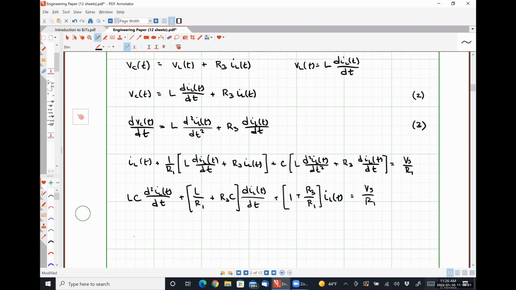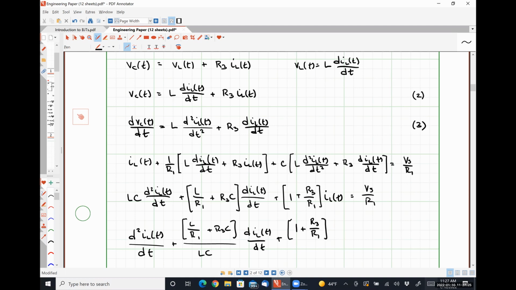So that would give us the second derivative of IL by dt plus, and we can be lazy here, L over R1 plus R3 over C, all divided by LC times the first derivative of the current, plus 1 plus R3 over R1 divided by LC, IL of t is equal to VS over R1 LC.